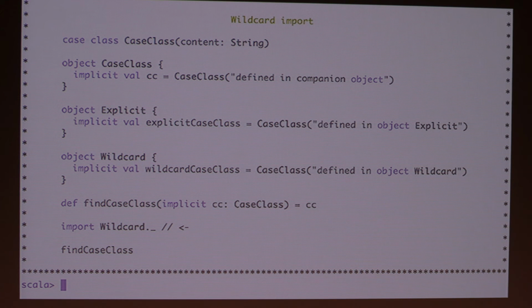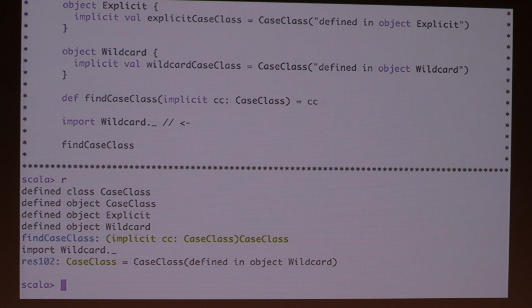Next one, import wildcard dot underscore. So this is a wildcard import. So, companion object, explicit, wildcard. What do you think? I see both hands there. So let's take a look: defined in wildcard. We use a wildcard import, so it becomes available with a simple name, and it will resolve like this.